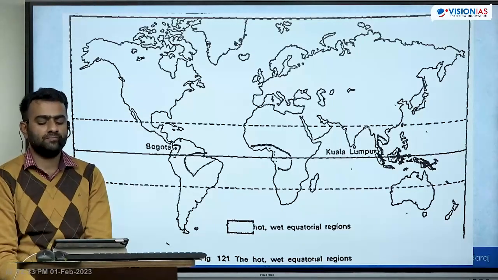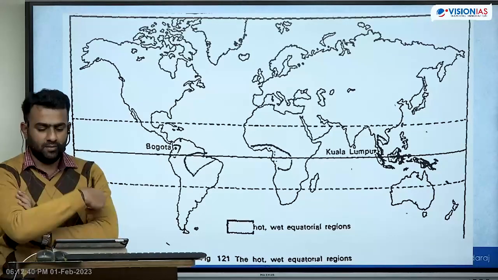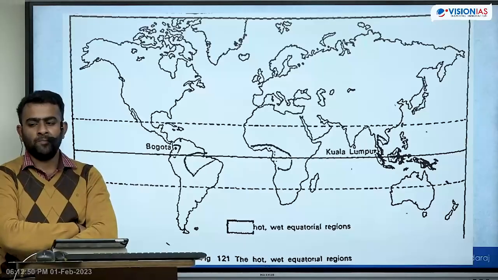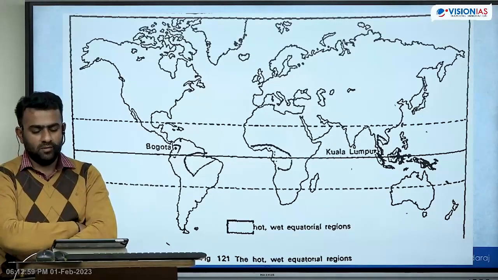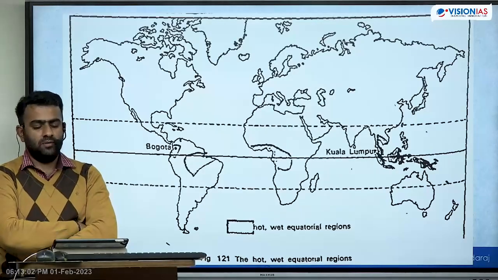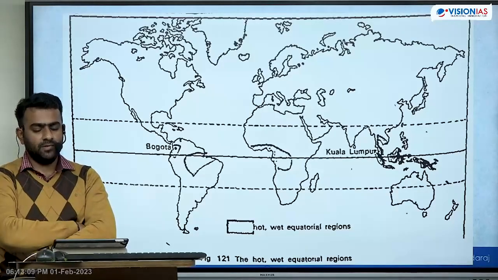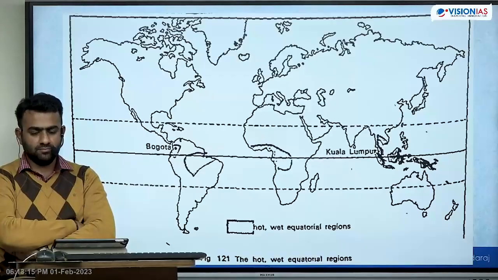Precipitation. Precipitation about 250 centimeters, through convectional rainfall. Vegetation is evergreen in nature.